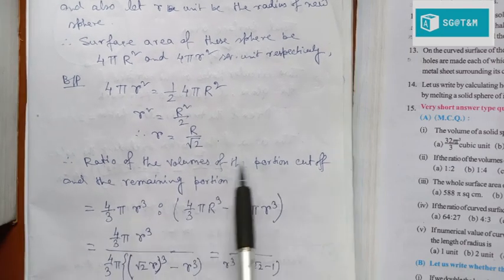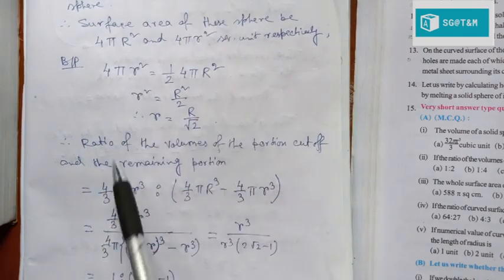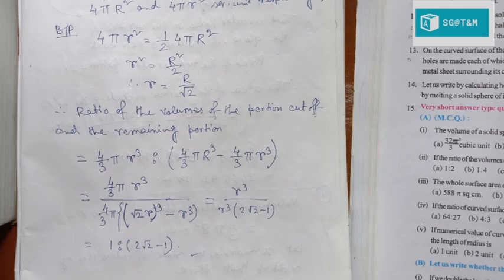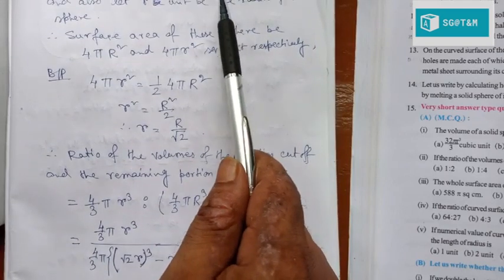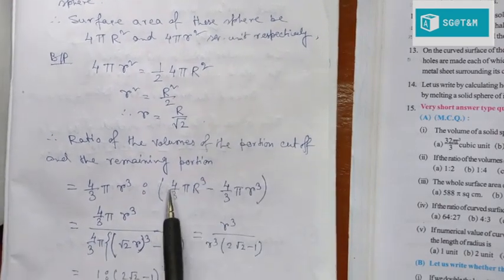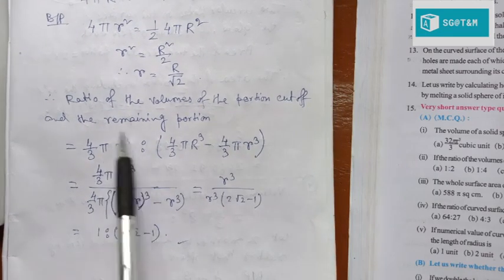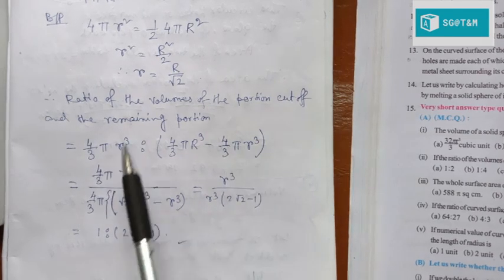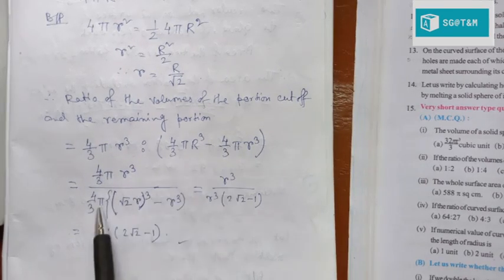Therefore, the ratio of the volumes of the portion cut off. The cut off portion has radius r, so its volume is 4 by 3 pi r cube, and the remaining portion means total volume minus the volume of this. The volume of the sphere whose radius is capital R is 4 by 3 pi capital R cube, minus the volume of the new sphere, that is 4 by 3 pi r cube. 4 by 3 pi is common to both, so we take 4 by 3 pi common and use this relation.